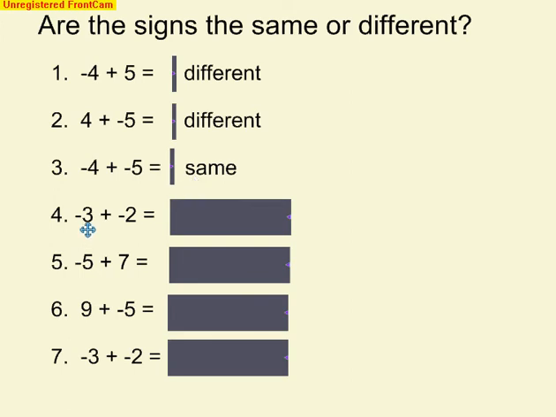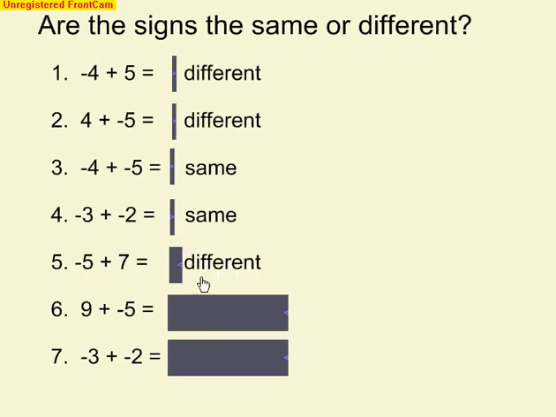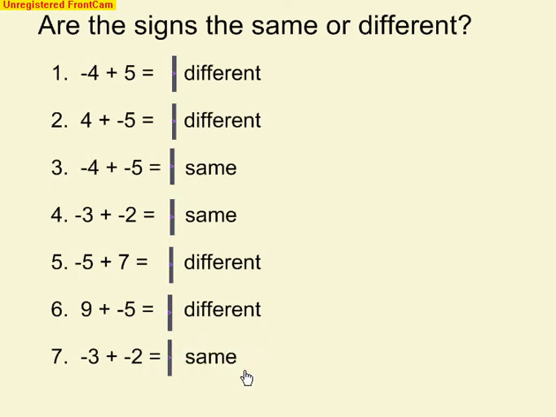Negative 3 plus negative 2. Signs are the same. Same thing as number 3. Negative 5 plus 7. The signs are different. We would have to subtract and take the sign of the higher number. 9 plus negative 5. Signs are also different. Last one, negative 7 plus negative 2. We have the same sign, so we would want to add and keep the sign.